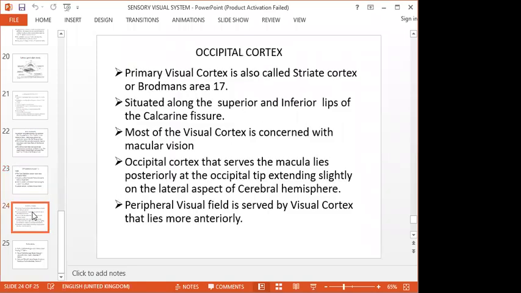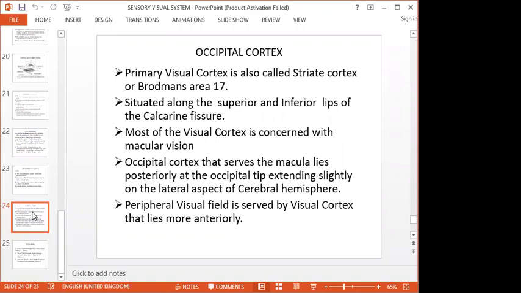Occipital cortex: the primary visual cortex is also called striate cortex or Brodmann's area 17, situated along the superior and inferior lip of the calcarine fissure. Most of the visual cortex is concerned with macular vision. The occipital cortex that serves the macula lies posteriorly at the occipital tip, extending slightly on the lateral aspect of the cerebral hemisphere, right at the back.